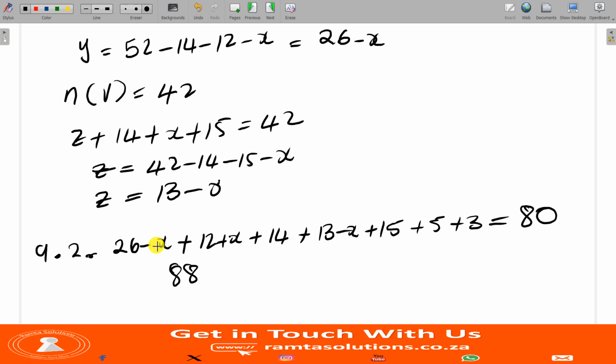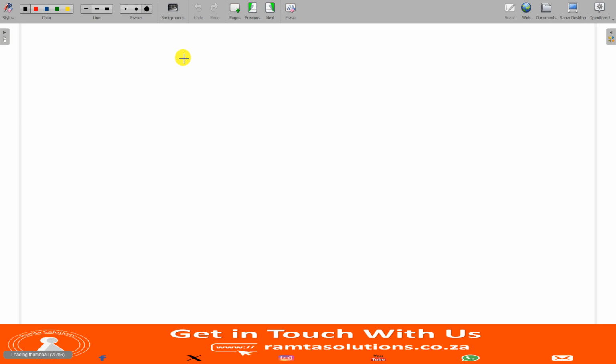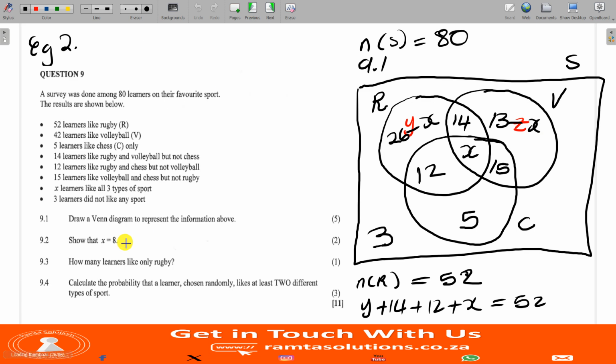Now, minus x plus x minus x, what does it mean? It means we are left with 88 minus x equals 80. Now check this out. This means we have 88 minus 80 equals x. Therefore, what is x? x is 8. Isn't this what we are supposed to prove? Indeed, we're supposed to prove that x is equal to 8, and we were able to get it.